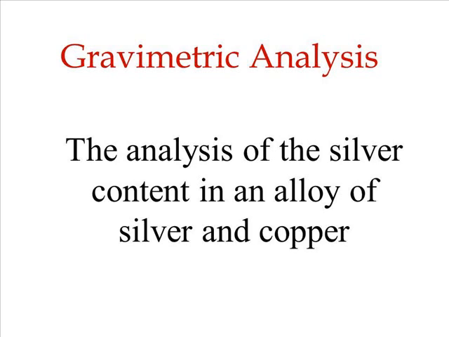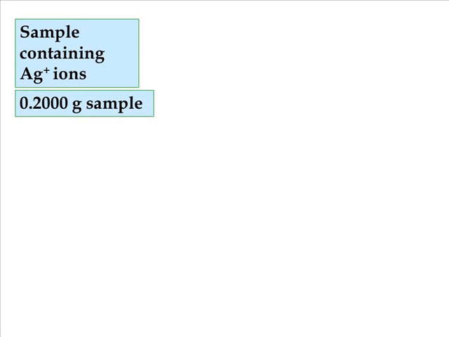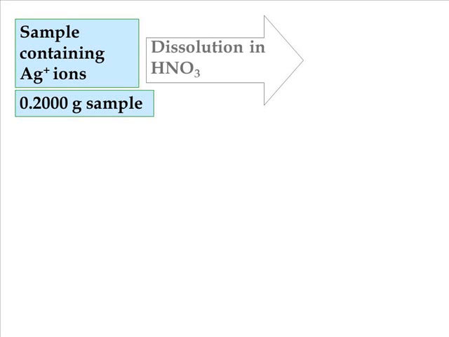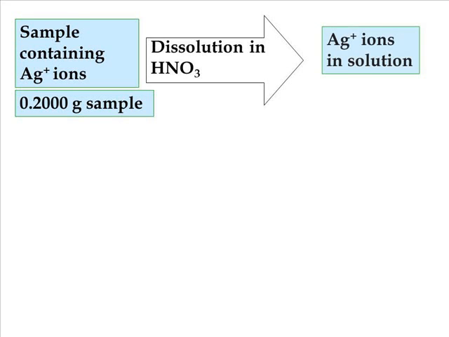The lab that you will be doing is analyzing an alloy that contains both silver and copper, and you will be analyzing it for its silver content. You will first take the alloy, weigh it. You will dissolve it in nitric acid. This will release the silver ions into solution.